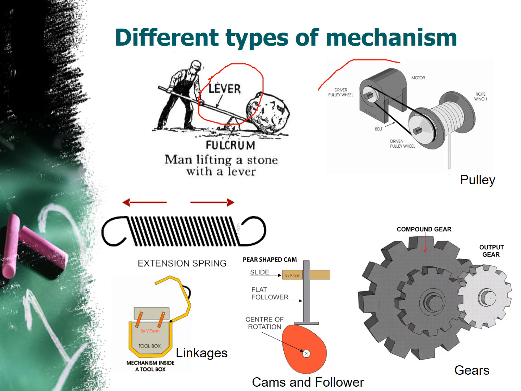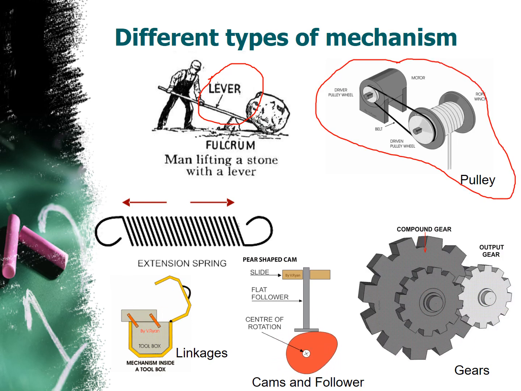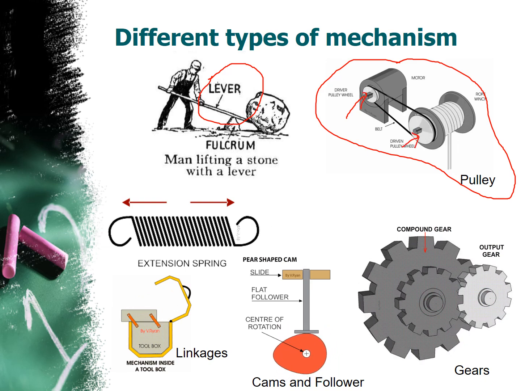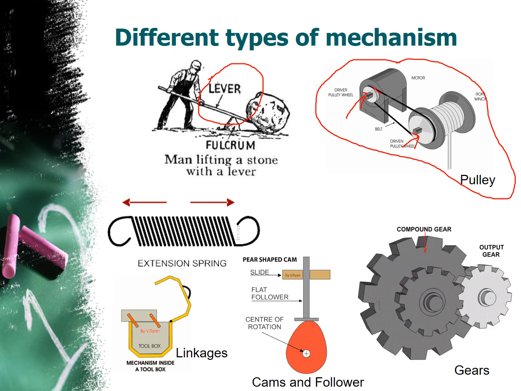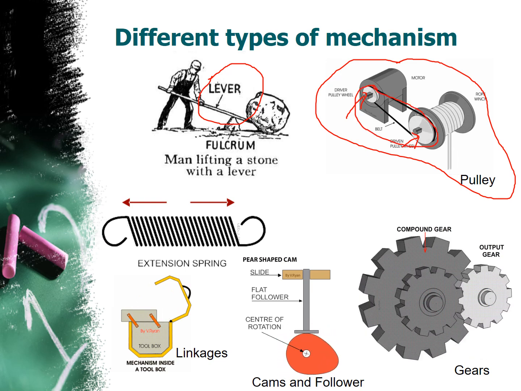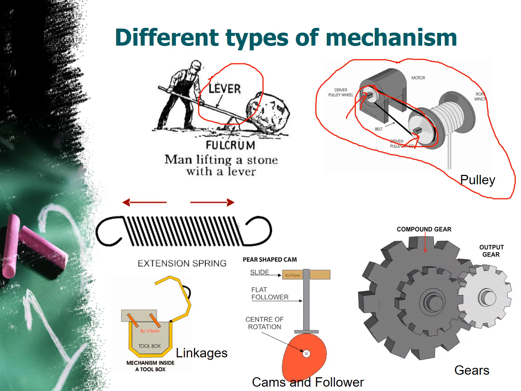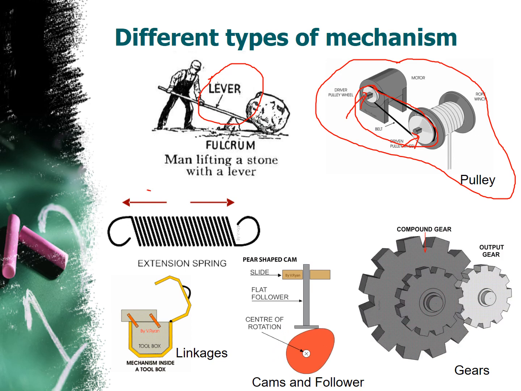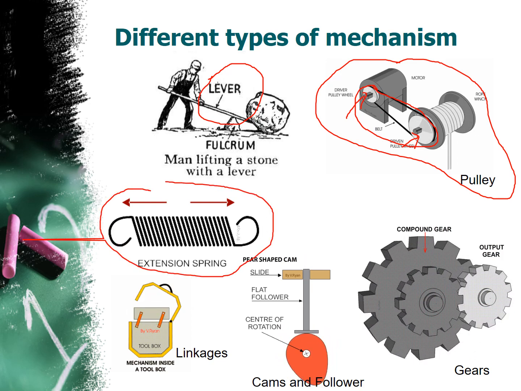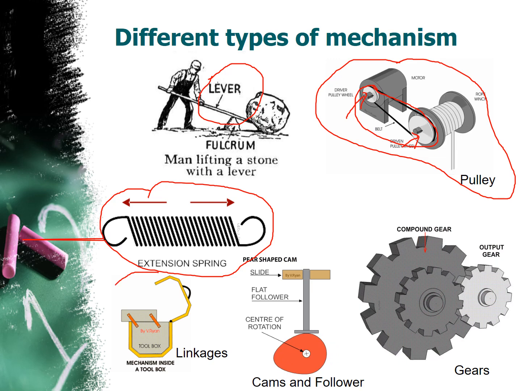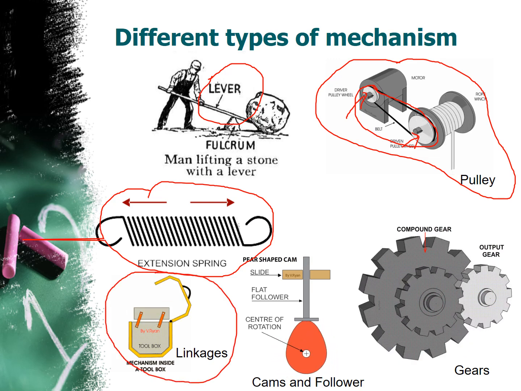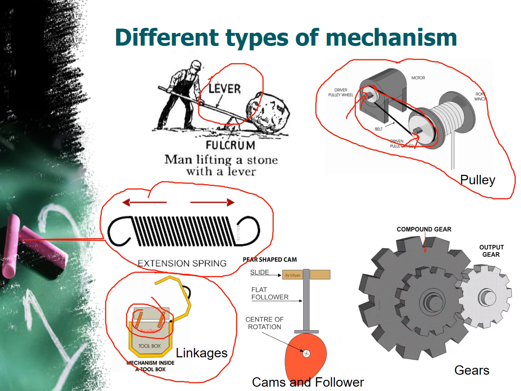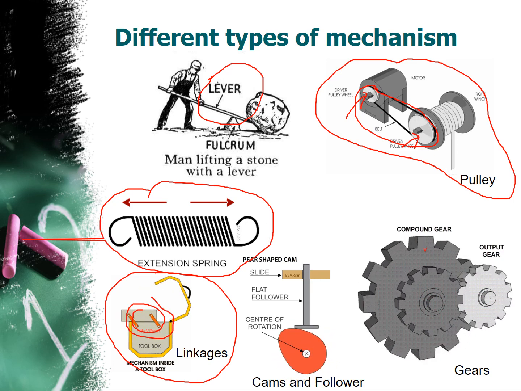This system down here is called the pulley system, which will have one wheel and two wheels, one input, one output, followed by a belt. This is one convention of a pulley system. Next, this is another mechanism which is called the spring. And next, the linkages. What are the linkages? Down here, these are the linkages. They cause movement in a way that can be predetermined.